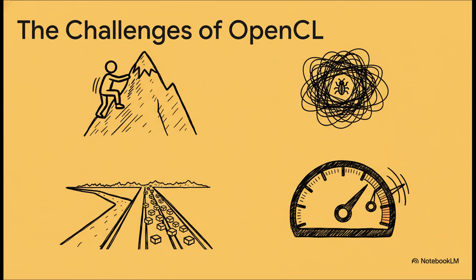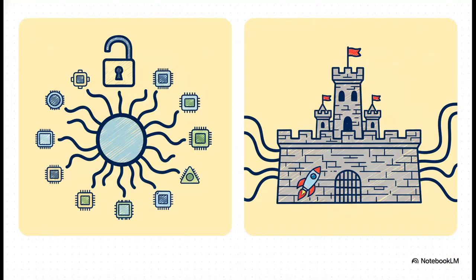Plus, there's a physical traffic jam. Just moving all that data from the CPU's memory over to the GPU's memory can sometimes take so long it cancels out the speed gains. And since it all depends on hardware drivers from different companies, the performance can be, well, a little all over the place. And this all leads to the big trade-off for developers.